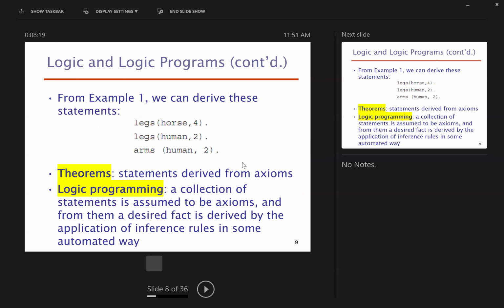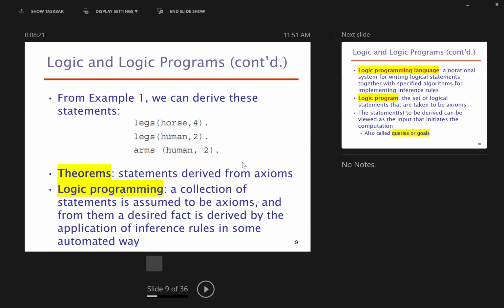And if there's no question, then next, from example 1, now we are going to check. I think the first will be true: horses have 4 legs. And the second one also is true: humans have 2 legs. And the third one is true: humans have 2 arms. So basically, again, these can be derived from the example that we saw.